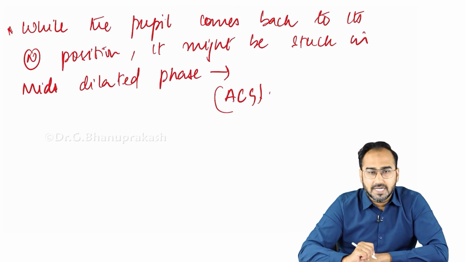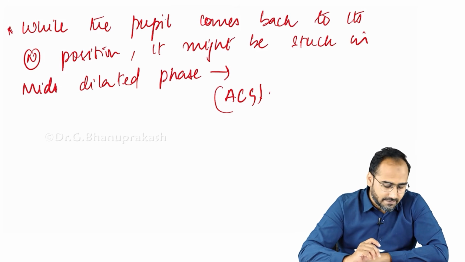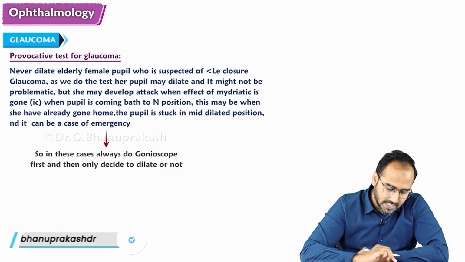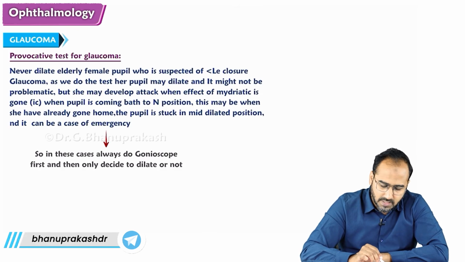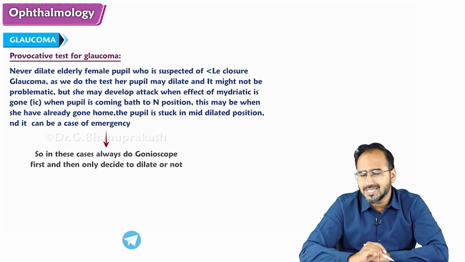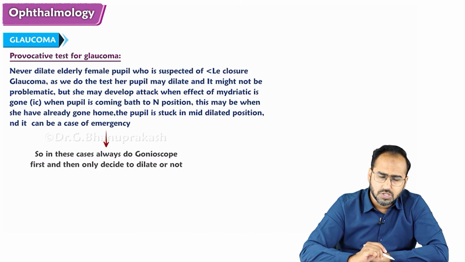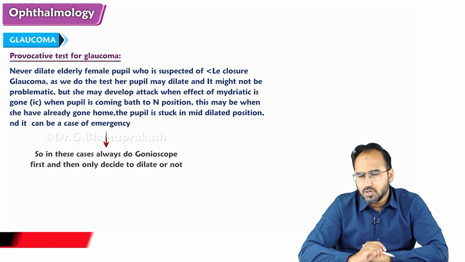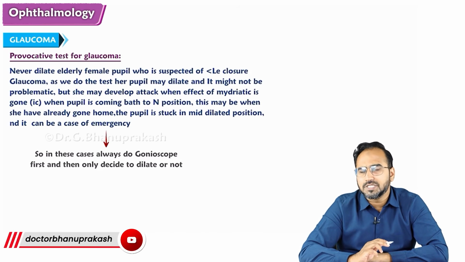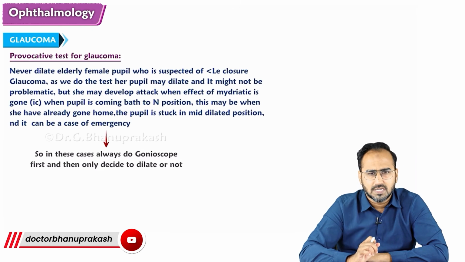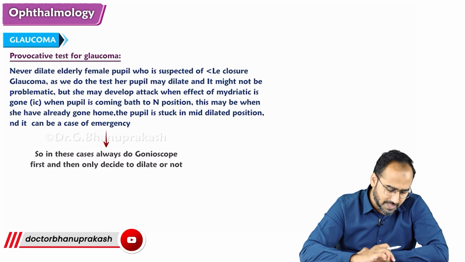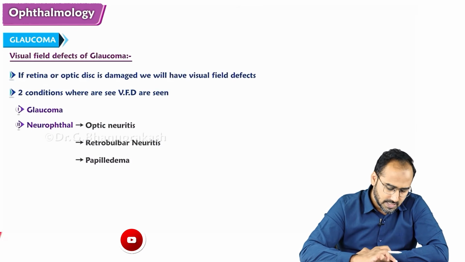So these are the provocative tests, guys, which are done for detecting glaucoma. Never dilate the pupil of an elderly female who is suspected to have angle closure glaucoma. If you want to do this test, first take a gonioscope and look at the angle. Gonioscopy is the instrumentation required to view the angle. If the angle is open, you can go for this test. If the angle is closed, never go for a mydriatic meiotic test.